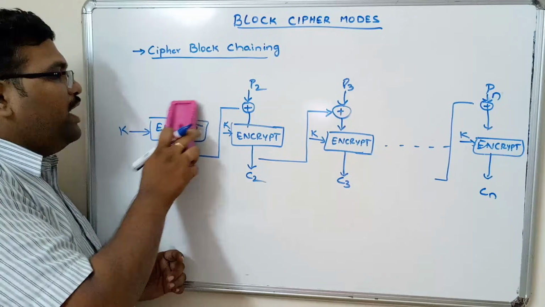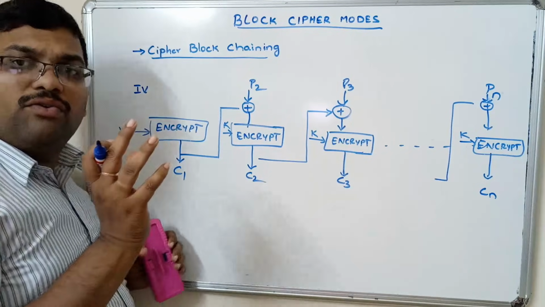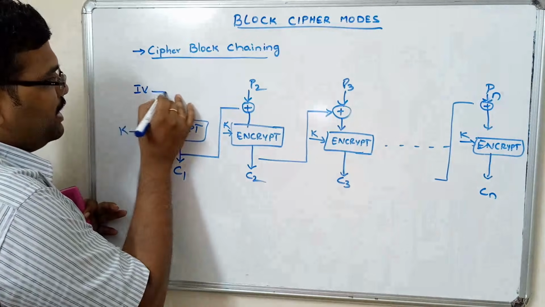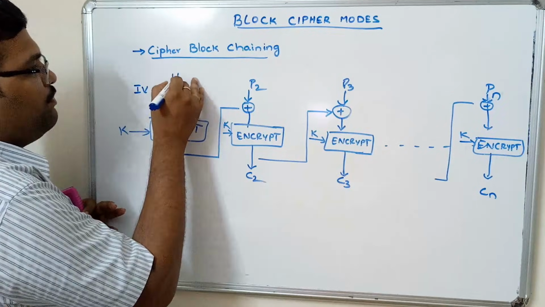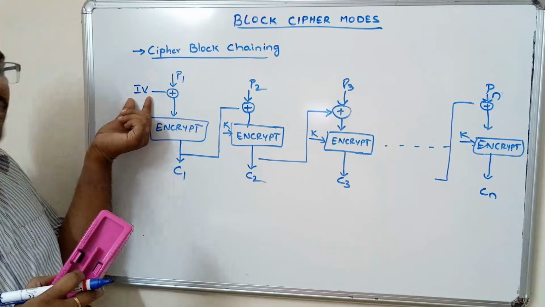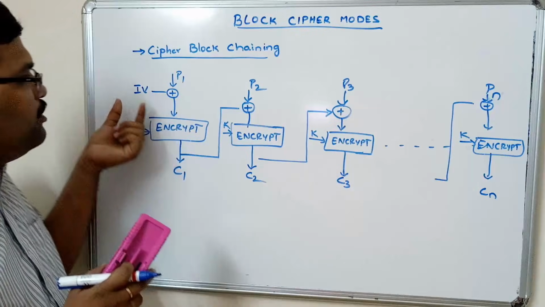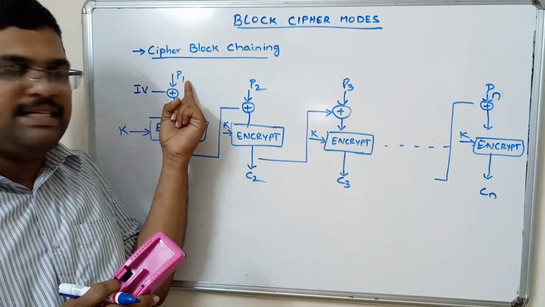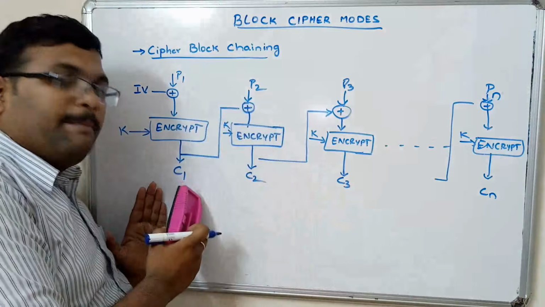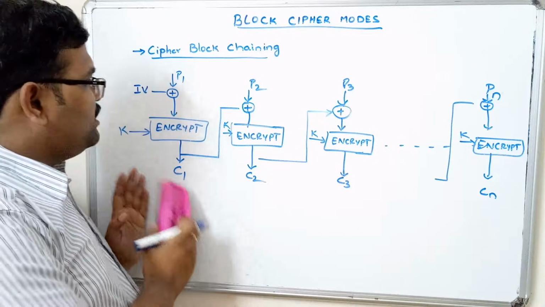So here we have to XOR the initialization vector. That means we have to take some values as initialization vectors and apply this for the plain text block 1. So first we have to consider some IV. IV means initialization vectors. So consider some values, and those values should be XORed with the plain text, and then we will get the ciphertext. From the second block, we have to XOR the previous block ciphertext to the present block plain text.